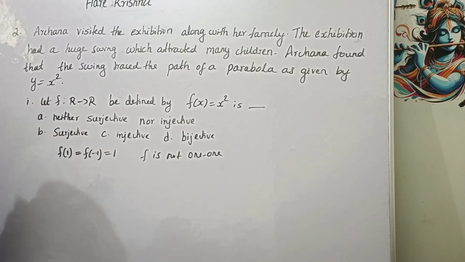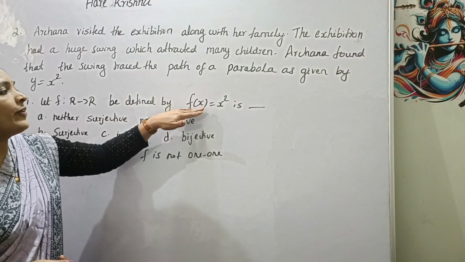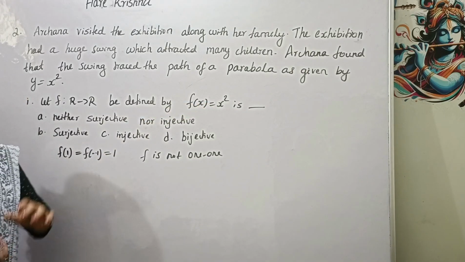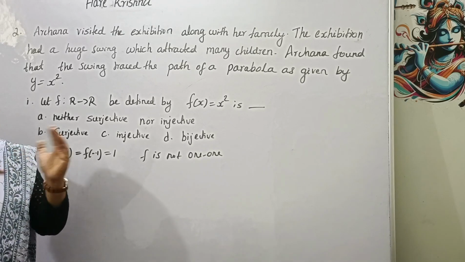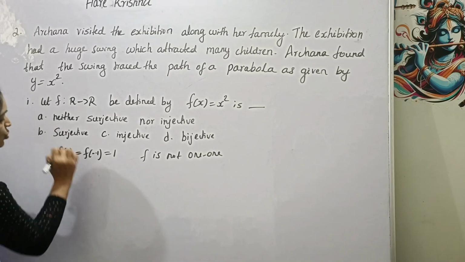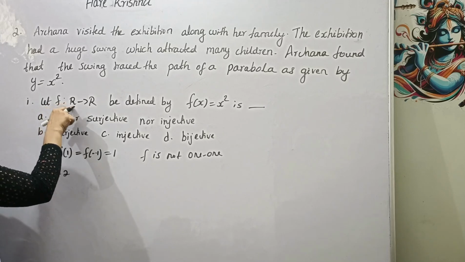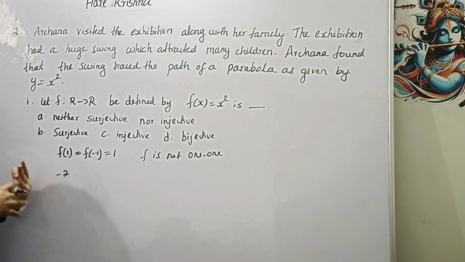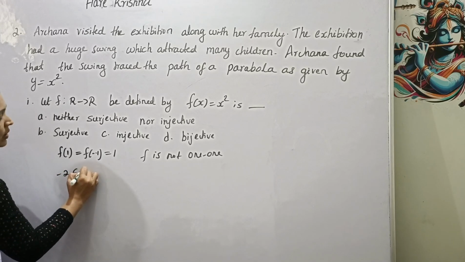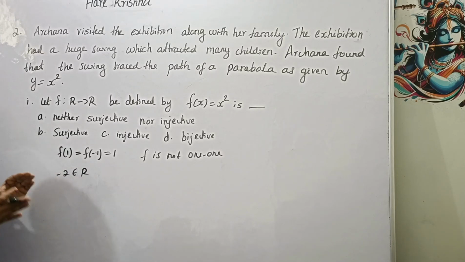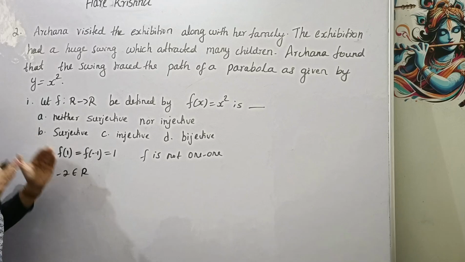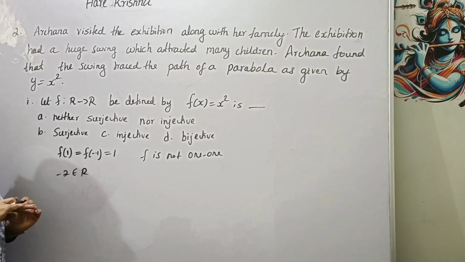Now, what about surjective? Onto function. See here, f of x equals x square. In the codomain, some elements are negative, that means minus 2. Because our function is from R to R, set of real numbers, minus 2 is included. So minus 2 belongs to R. That means this minus 2 belongs to the codomain. But what is the pre-image of minus 2?